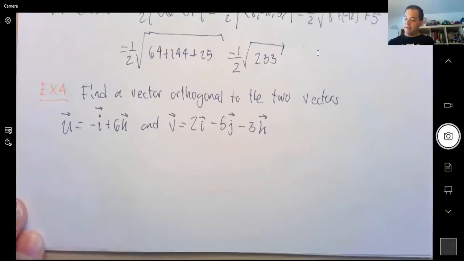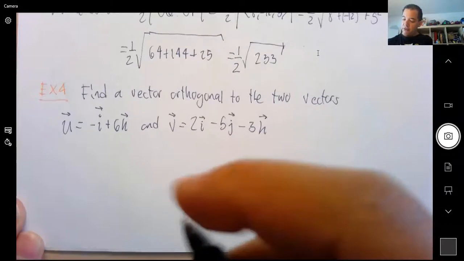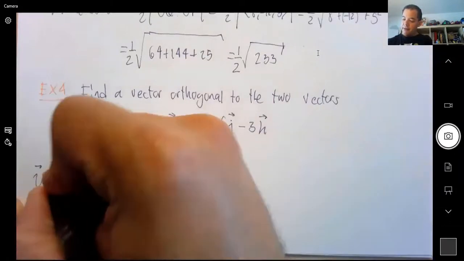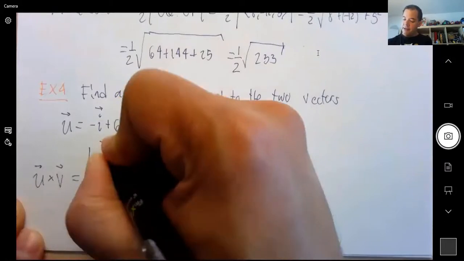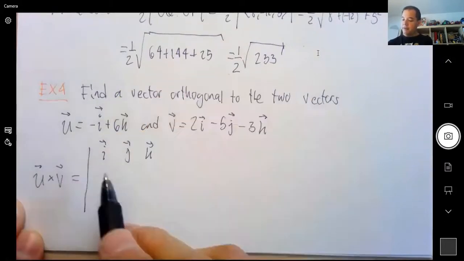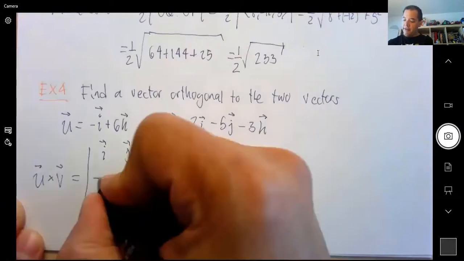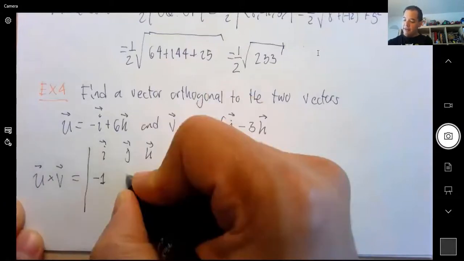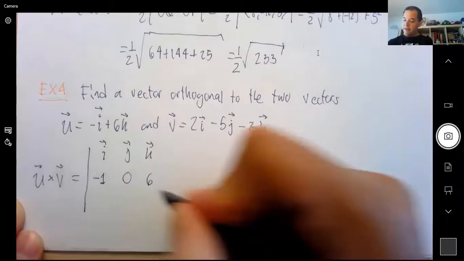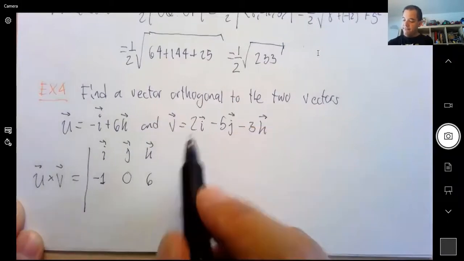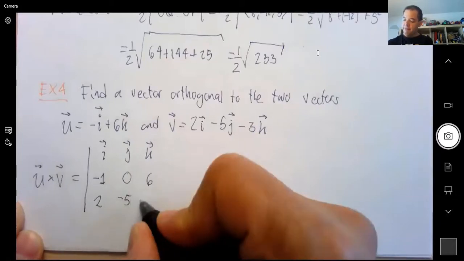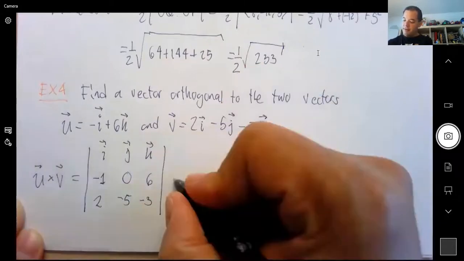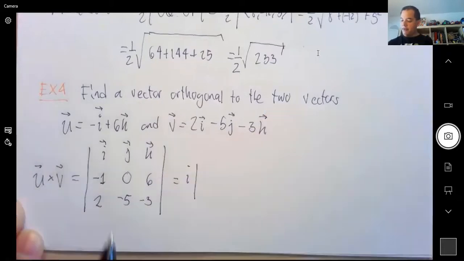Okay, so let's write it here, u cross v. Let's set it up. What is it? Big determinant, i, j, k, and then the u is negative 1, no j, and k is 6. The v is 2, negative 5, and negative 3. Boom. So then this is i. Remember, cover this one. So it's 0, 6, negative 5, 3.